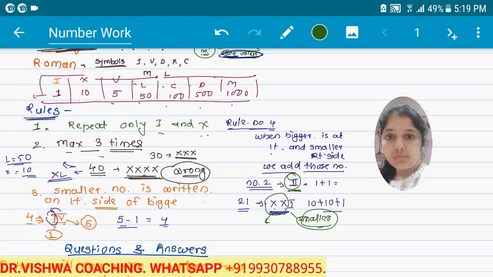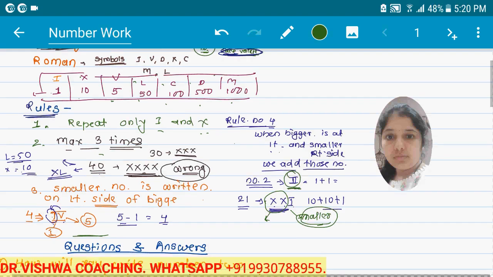The third rule is, when a smaller number is written on the left side of the bigger number, meaning the bigger number is at the right side and the smaller number is at the left side, then we subtract smaller from bigger. The opposite of it is when the bigger number is at the left side and the smaller number is at the right side, we add them. And whenever the same number is repeated 2 times, 3 times, then also we add. These are the rules on which all Roman numbers are based. Now we'll move to the practice exercise.